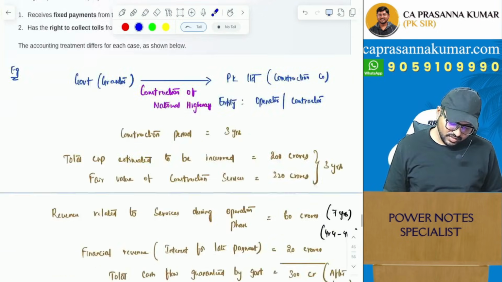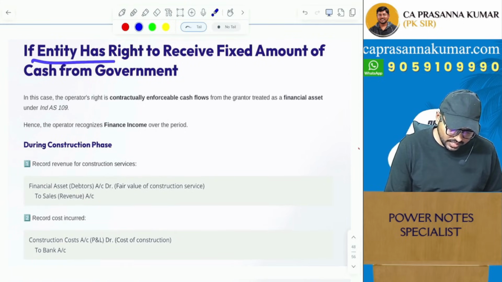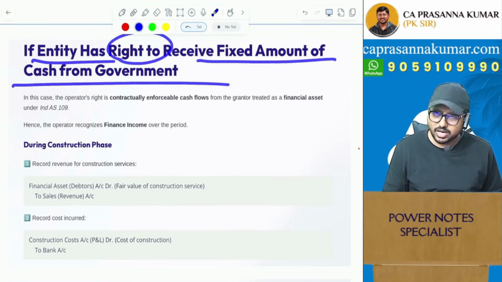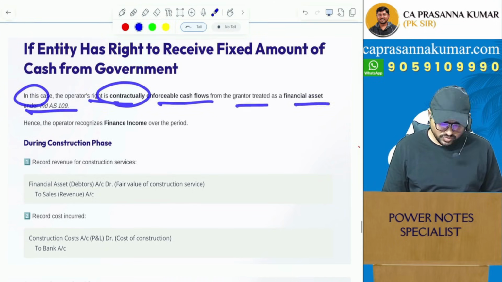Now, this is a tad bit easy. See here. If the entity has a right to receive a fixed amount of cash from the government, in this case, the operator's right is contractually enforceable cash flows from the grantor, which is treated as a financial asset as per IND AS 109.